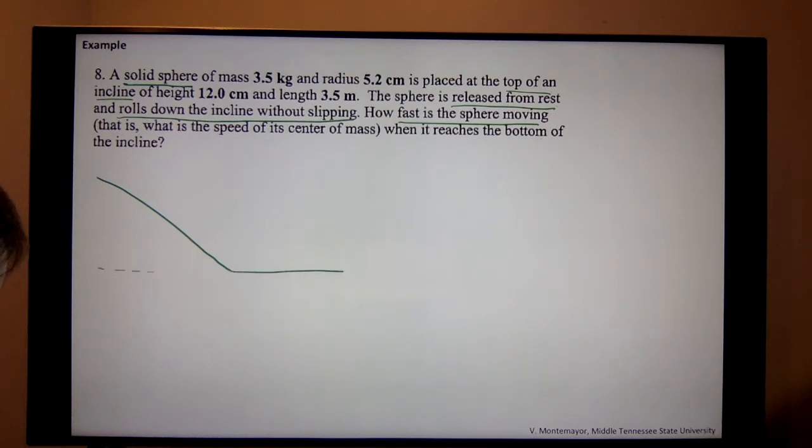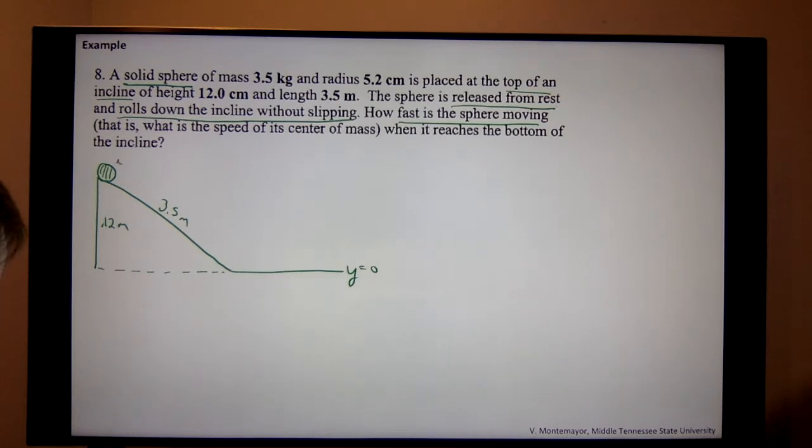What all do they tell us? Let's say that ground level is y equals 0. Our sphere is here at the top, and it is at rest. They told us the height of this incline is 0.12 meters, and it has a length of 3.5 meters. Of course, none of this is to scale.